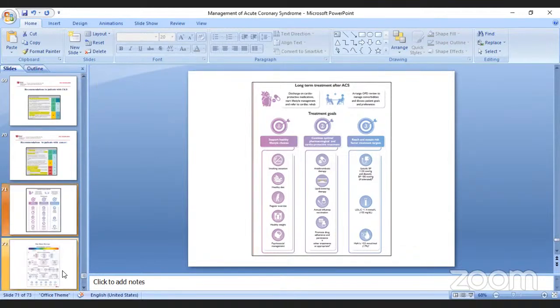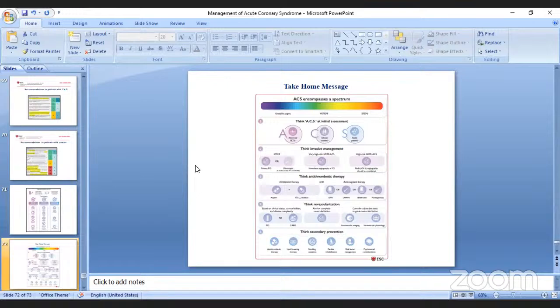So finally, the take-home message is ACS encompasses a spectrum of clinical presentation and ECG findings, and the diagnosis can range from unstable angina to ST elevation MI. So always you should think ACS at the initial assessment, that is abnormal ECG, clinical context, what kind of chest pain it is, and hemodynamics and vitals of the patient, whether the patient is stable or not. And once you look at the ECG, you have to think about the invasive management. If it is STEMI, can the patient go in for a PCI immediately?